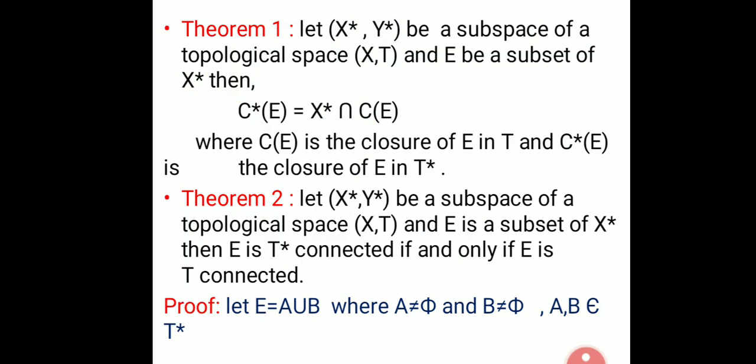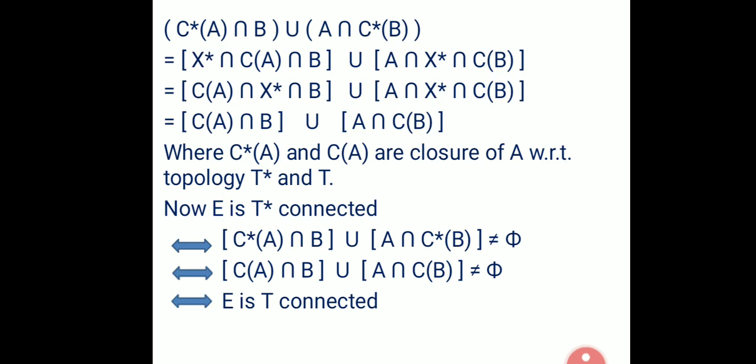From the result of Theorem 1, we can write C* E as X* ∩ CE. Similarly, in place of C* A we can write X* ∩ CA, and ∩ B as it is, union A ∩ ... Similarly, in place of C* B, we can write X* ∩ CB. Now, rearranging the terms, we write CA in the front and X* ∩ B together, union the term as it is.